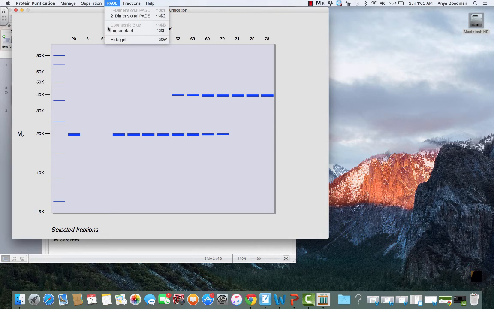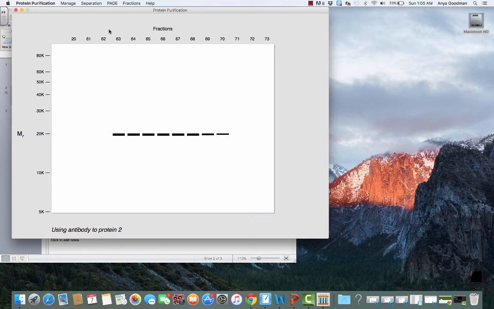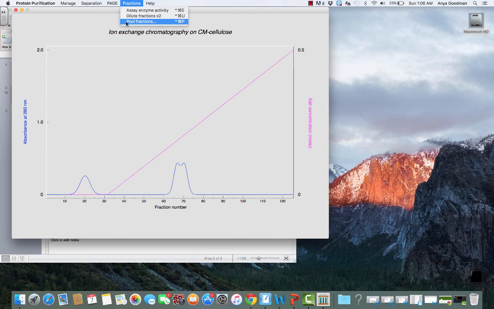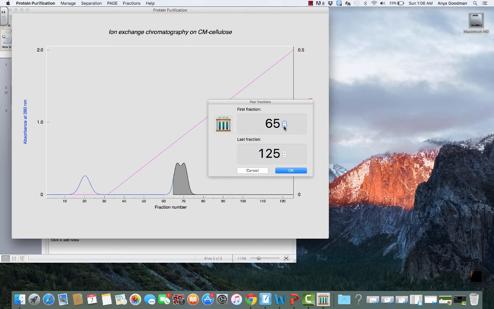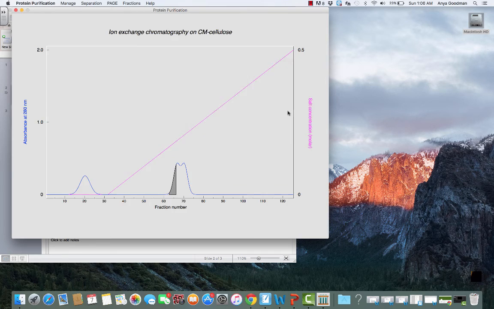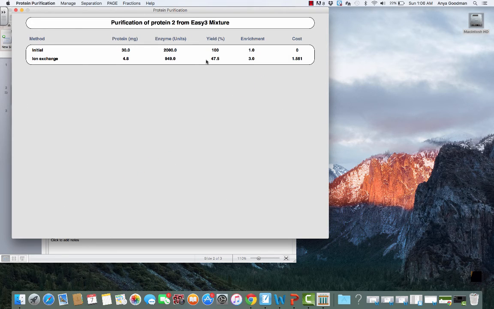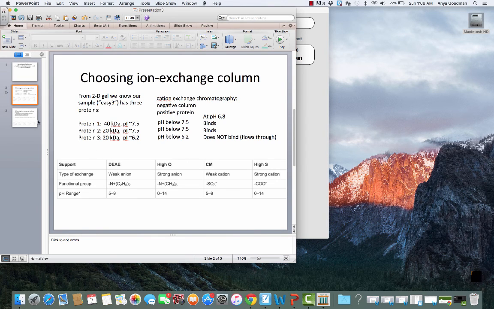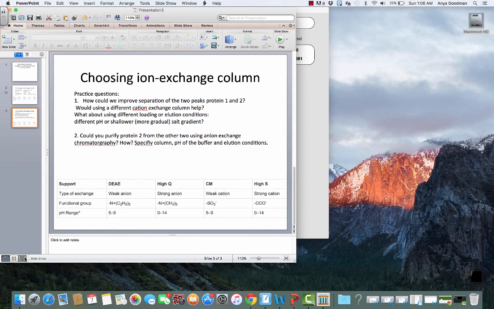If we wanted to verify by immunoblot that we got the right set of fractions, here it is. All right, and so let's see if we can pool fractions. Okay, so we recovered half of our activity in terms of enzyme units, and we got threefold enrichment using this method.